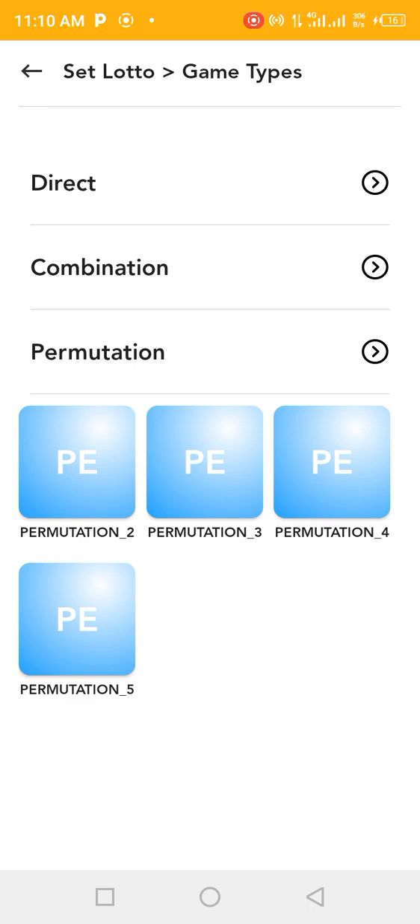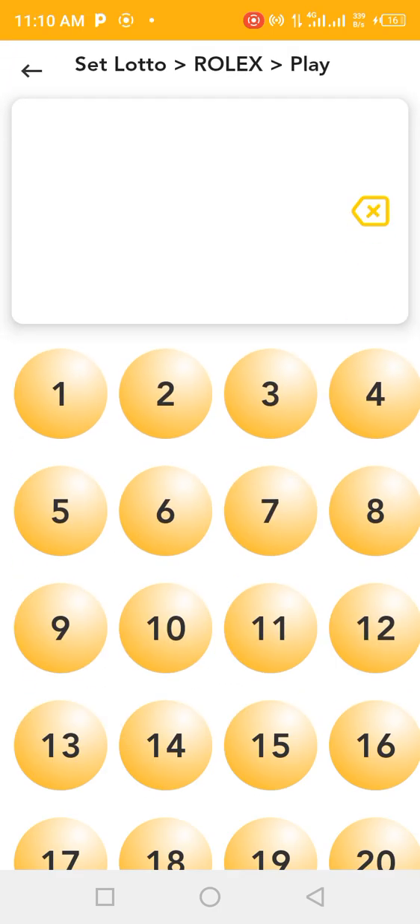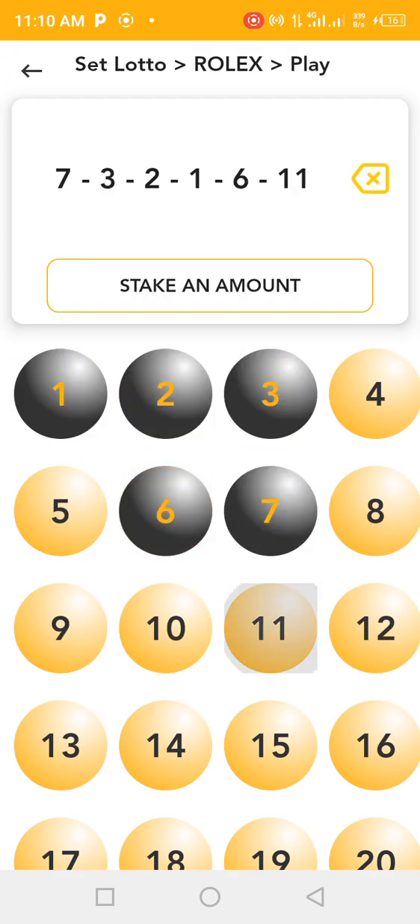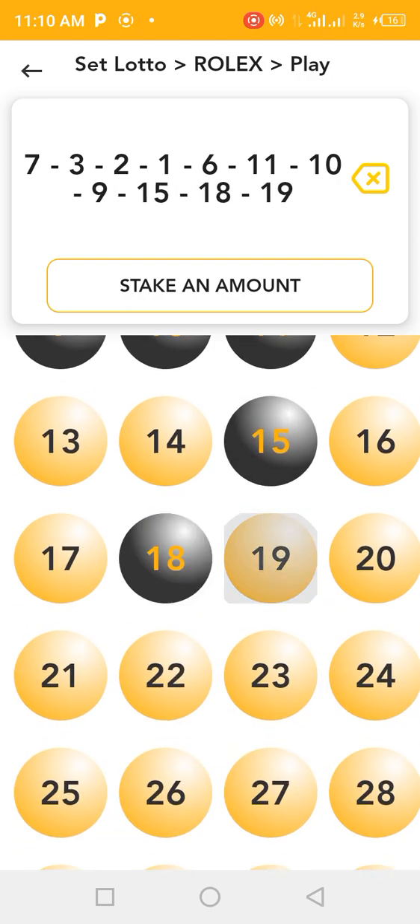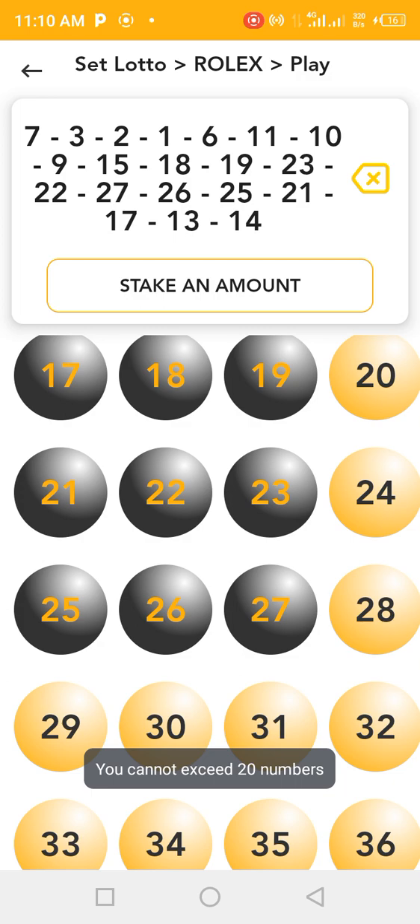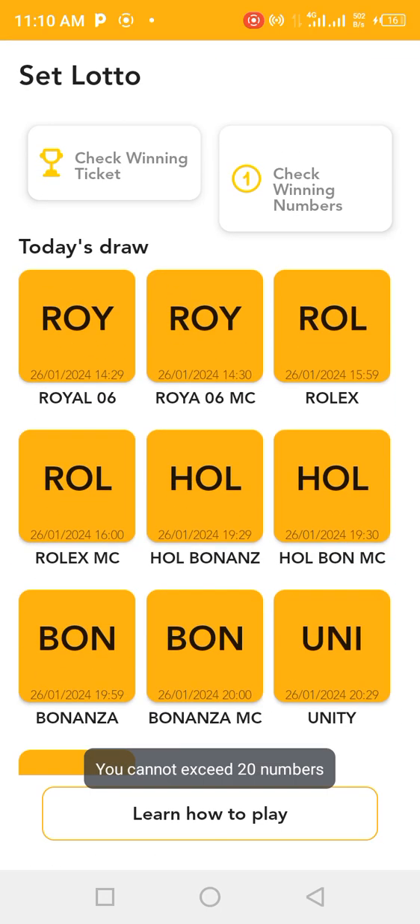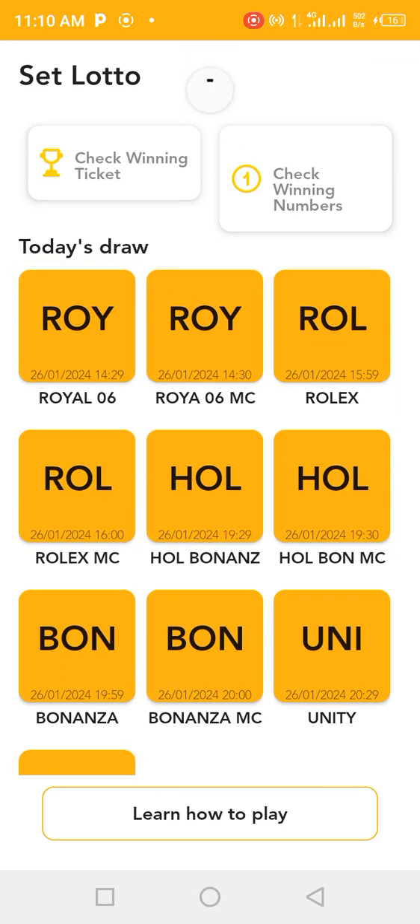If I'm permutating 20 numbers under permutation 3, I'm saying that any 3 can come out among the 20. Okay, all right. Now, permutation 3, I'll pick as many numbers as 20, but not more than 20. Okay, and then I will proceed and stake my amount, and then I'll play. So, if you have any other question, now let me quickly drop this.